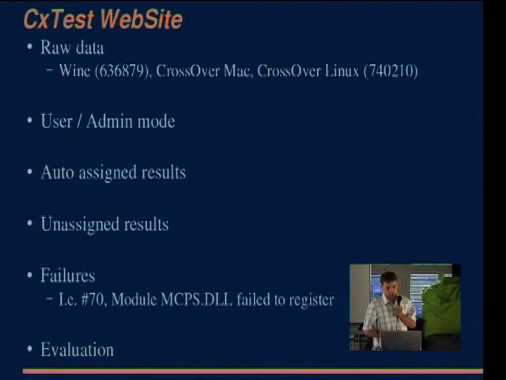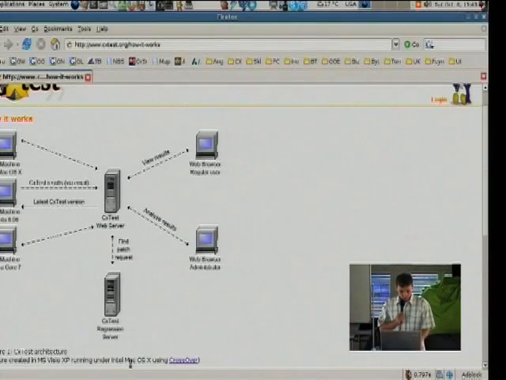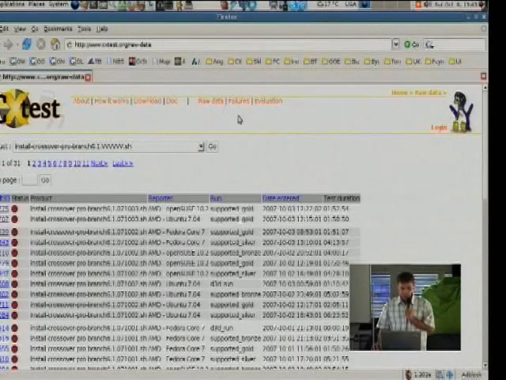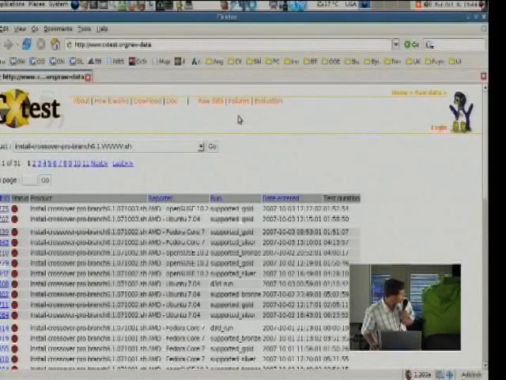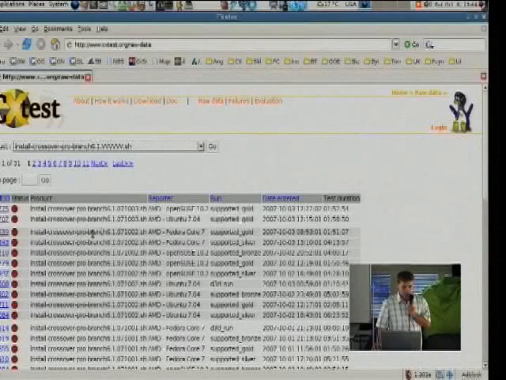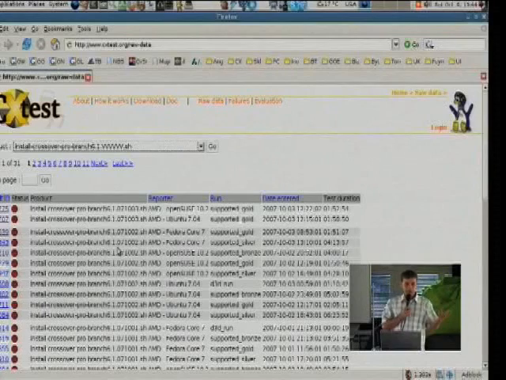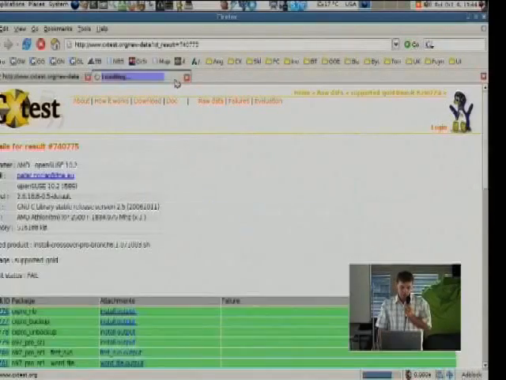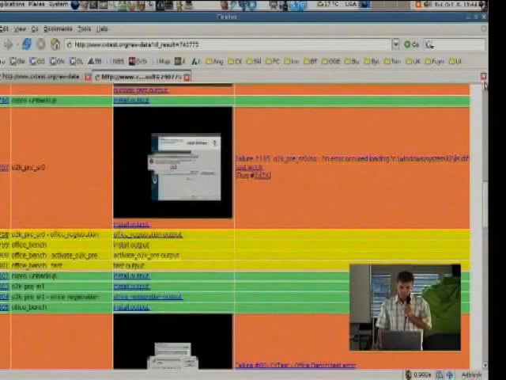Okay, we go directly to the website. Now I switch to the mode where I can show you the live data, so you can get an impression of what kind of information you can find in CxTest. The first step is raw data. Raw data are basically the data which are submitted by each of the machines. Here you can choose the product, and here you see what was tested, when it was tested, and what the result was. Usually the result is failed because at least one of the applications inside failed. For example, this is a gold site which contains many applications inside, and some of them failed. Okay.